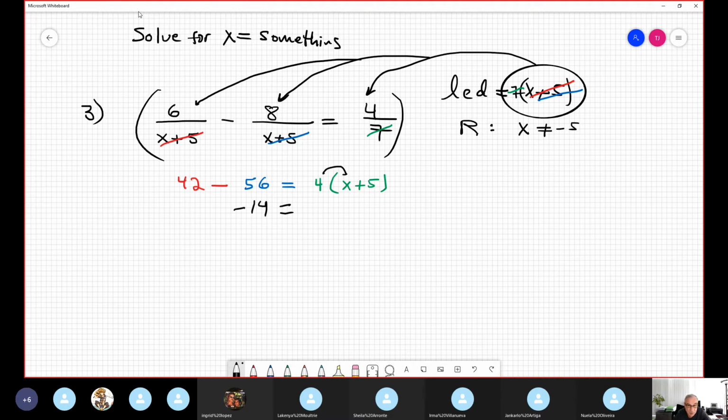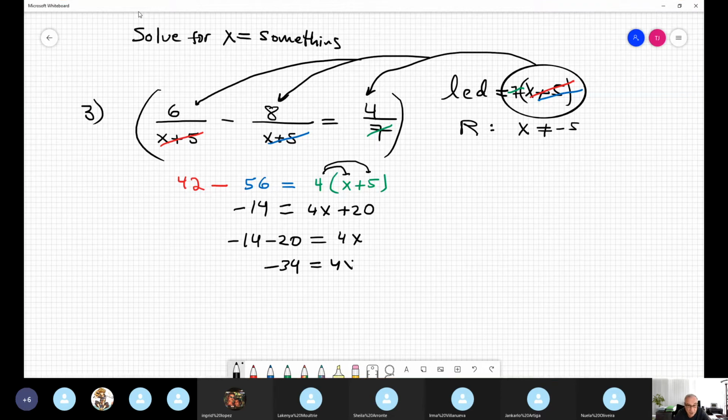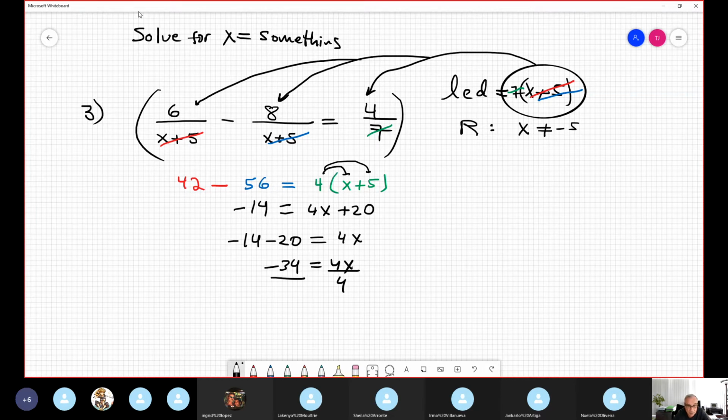Is equal, and you distribute the property here, why not? It's 4x plus 20. And you divide now, subtracting 20, negative 14 minus 20 equals 4x. And then negative 14 minus 20 is 34, no? Negative 34 equals 4x, divided by 4 on both sides.